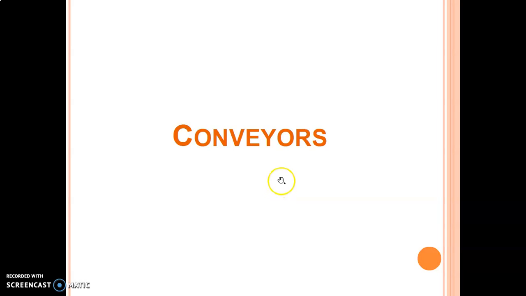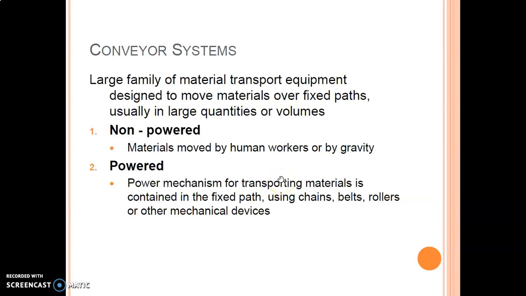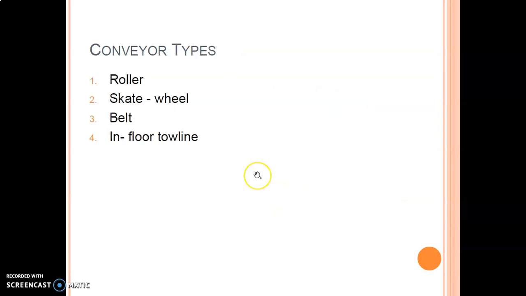Now next one is the conveyor. The conveyor system is defined in two categories, non-powered and powered. In non-powered systems, material is moved by human workers or by gravity. In powered systems, a power mechanism for transporting material is contained in a fixed path using chain, belt, rollers or other mechanical devices. Here we have four types of conveyor: roller, skate wheel, belt, in-floor tow line.